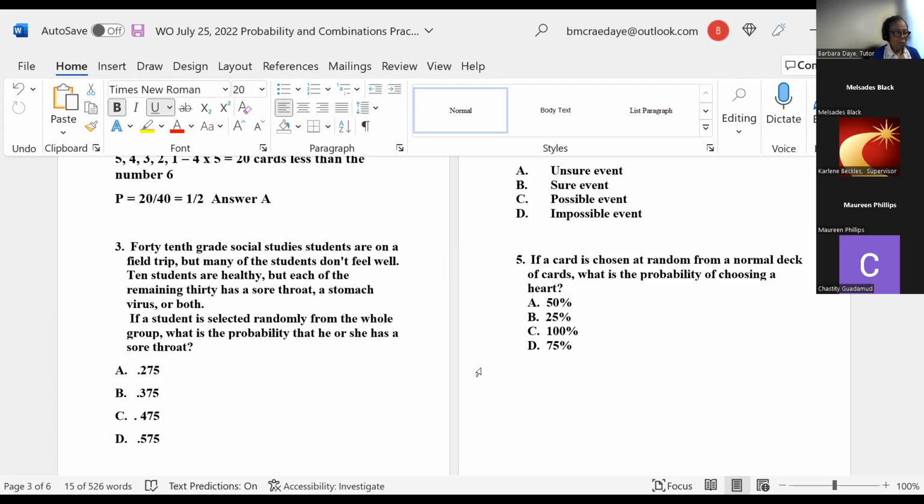40 10th grade social studies students are on a field trip. 10 students are healthy, but each of the remaining 30 has a sore throat, a stomach virus, or both. If a student is selected randomly from the whole group, what is the probability that he or she has a sore throat?